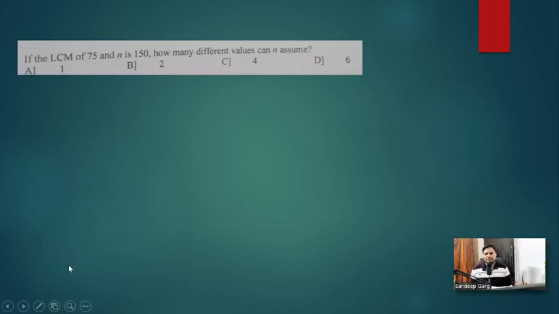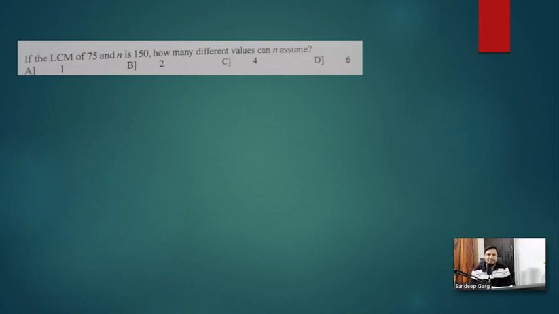So let's see this question. Again, this is a question which is based on LCM. Now the question is, if the LCM of 75 and n is 150, how many different values can n assume?